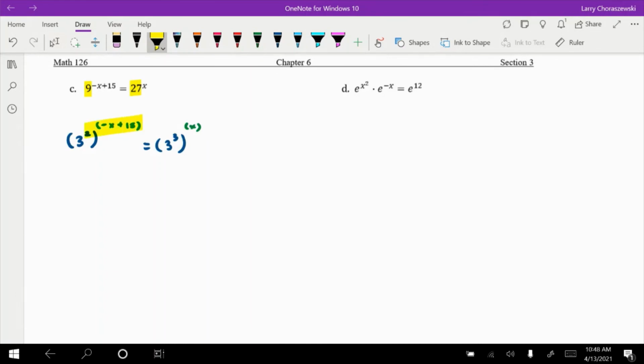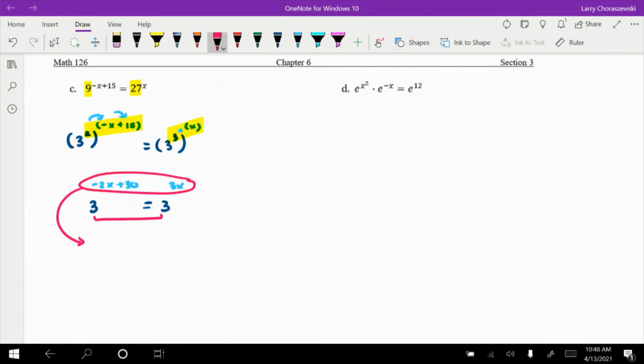So much like in the last problem, we can multiply the exponents together. Distribution required on the left, direct multiplication on the right. So we'll have 3 to the power of negative 2x plus 30 equaling 3 to the power of 3x. And same bases means that we can set the exponents equal. And this would land us at x equals 6.